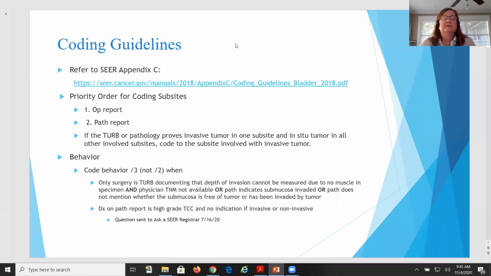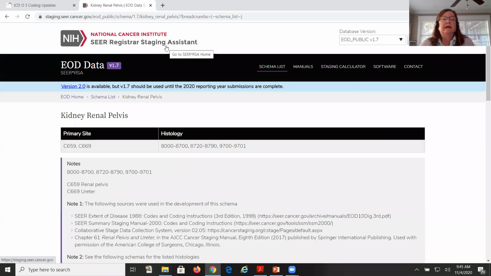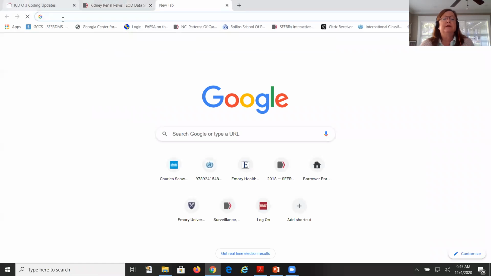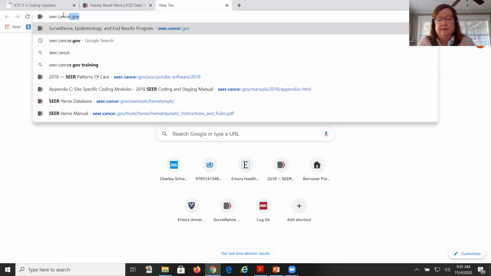Coding guidelines. You want to refer to SEER Appendix C, particularly for bladder. Here I've given you the link for SEER Appendix C, but let me show you how to find that. We want to go back to the home page of the SEER website. I'll just do a new page, seer.cancer.gov.